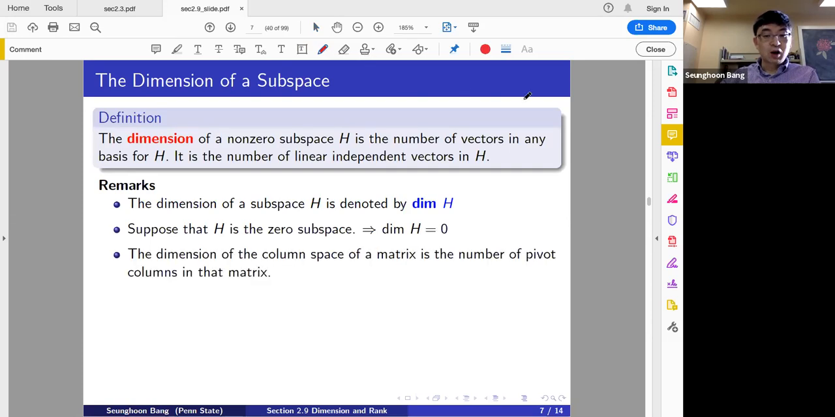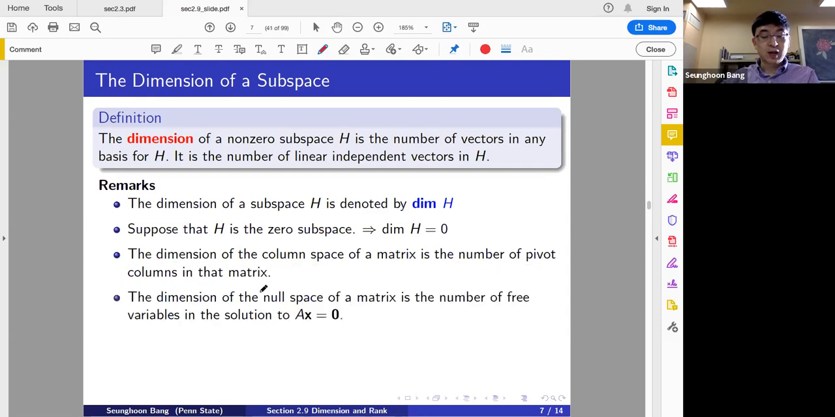The dimension of the column space of a matrix is the number of pivot columns, right? Here, the dimension of the column space is what? The number of pivot columns. This is the idea. The dimension of the null space of a matrix is the number of free variables in the solution to Ax = 0. So here, the dimension of a null space is the number of free variables in the solution to Ax = 0.